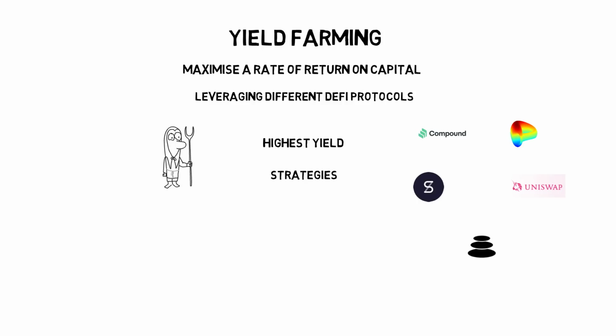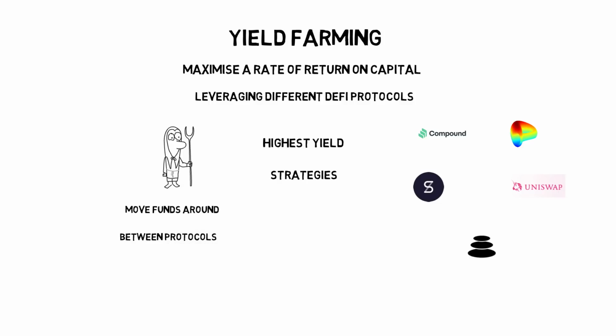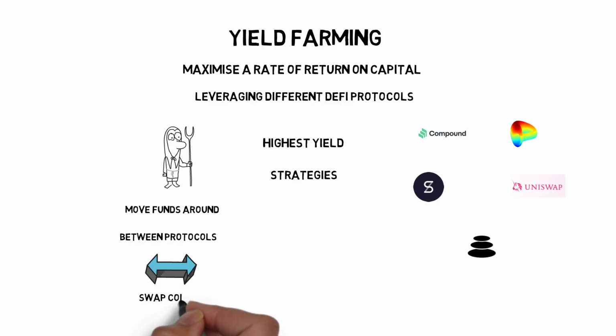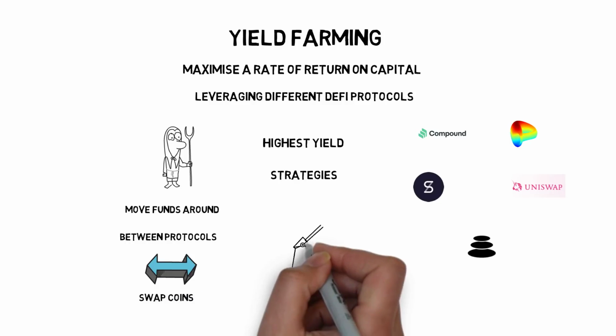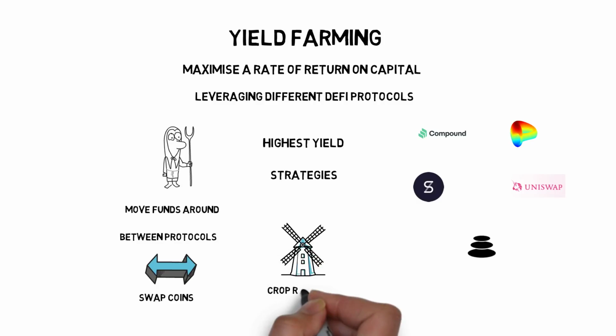If the strategy doesn't work anymore, or if there is a better strategy available, the yield farmers move their funds around. They may, for example, move the funds between different protocols, or they may swap some of their coins to other ones that are currently generating more yield. In the yield farming world, this procedure is sometimes called crop rotation.